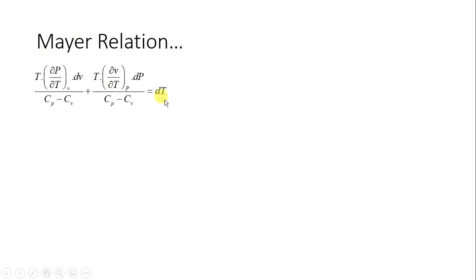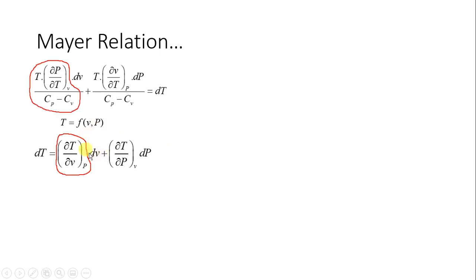Now again I'll write the same equation over here which we derived in the previous slide. Now I will write that temperature is a function of volume and pressure. So now differentiate this equation. How to differentiate this? dT will be equal to dou T by dou V when pressure is constant, dV, plus the second term, dou T by dou P when volume is constant, dP.